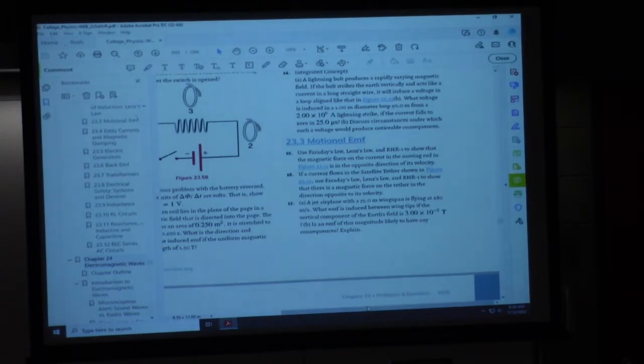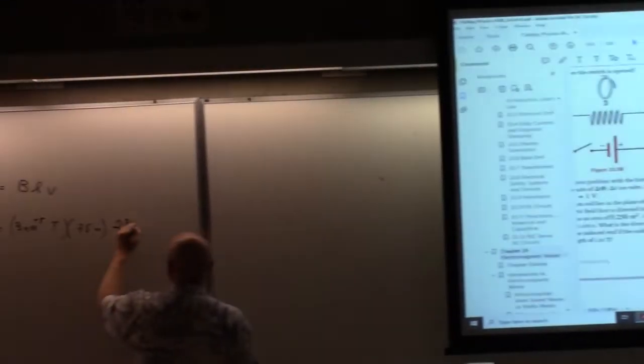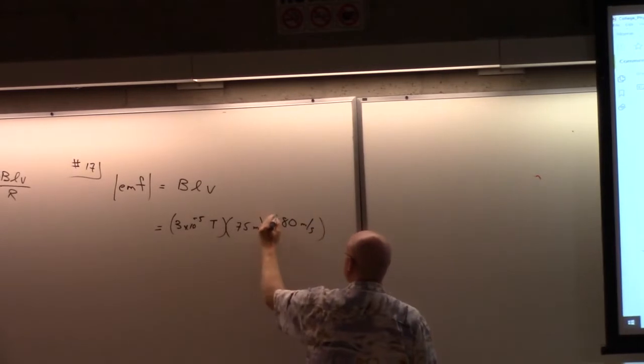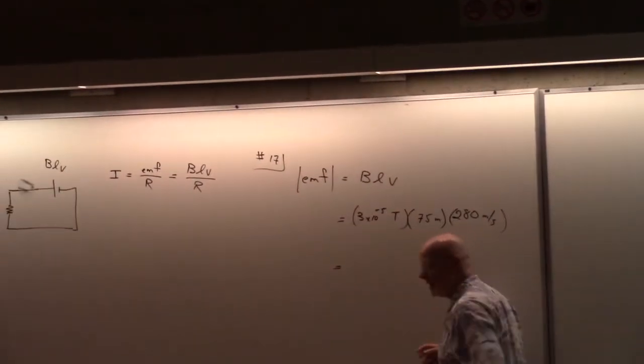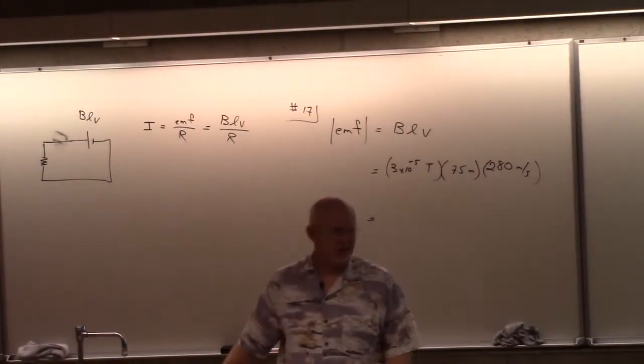I heard jet plane and I was thinking like a fighter jet or something. But it's a big jet passenger airplane, a big 747 or something. I don't know how big it is, but probably in that category. 75 meters wingspan. It's flying at 280 meters per second. And so, like I said, the numbers aren't the hard part here.